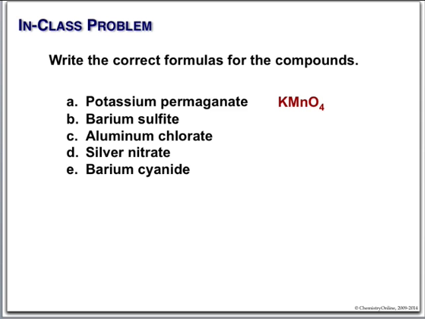Barium sulfite. Barium is a +2. It's a group 2 metal. It's a +2. Sulfite, we remember, has 1 less oxygen than sulfate. So it's SO3. We have a +2 and a -2. Barium sulfite.